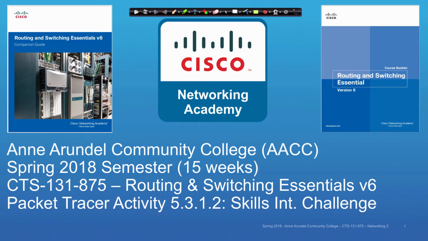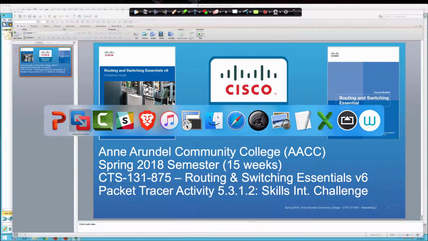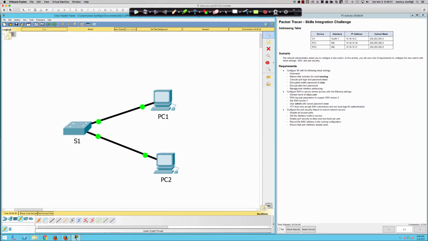This is the Cisco Networking Academy Routing and Switching Essentials version 6 course, and this morning's Packet Tracer tutorial and solution set is going to be on Packet Tracer Activity 5.3.1.2, where we now take all of the skills and the knowledge that we've acquired in the course at this point and we employ them to solve the issues in the skills integration challenge. So let's go ahead and take a look at the topology that we're going to be dealing with.